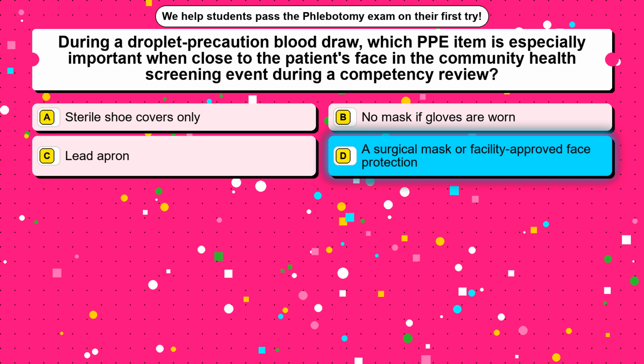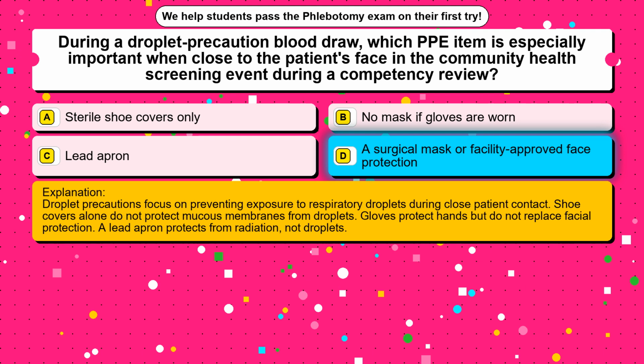The correct answer is option D. A surgical mask or facility-approved face protection. Droplet precautions focus on preventing exposure to respiratory droplets during close patient contact. Shoe covers alone do not protect mucous membranes from droplets. Gloves protect hands but do not replace facial protection. A lead apron protects from radiation, not droplets.